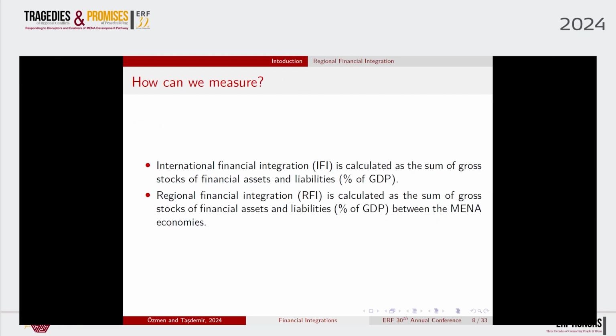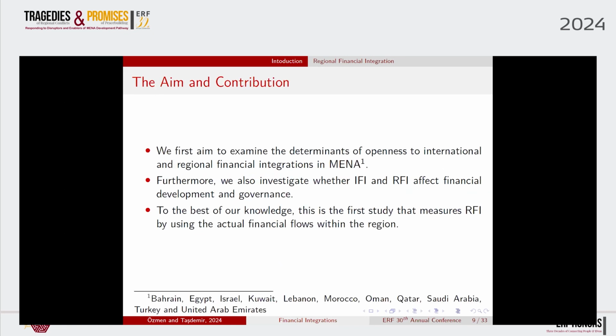But how can we measure regional financial integration? We are lucky that we can adopt the international financial integration definition by Lane and Milesi-Ferretti. If we are focusing on bilateral financial flows in MENA economies, then we can construct regional financial integration by summing the gross stocks of assets and liabilities in GDP.